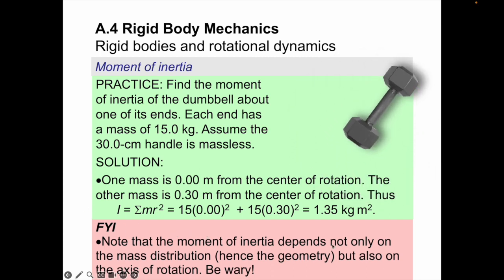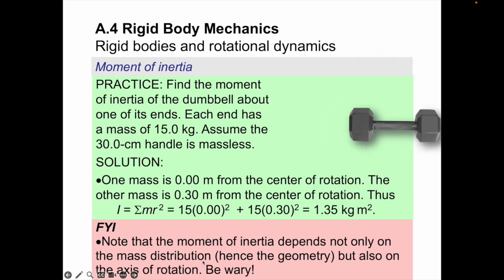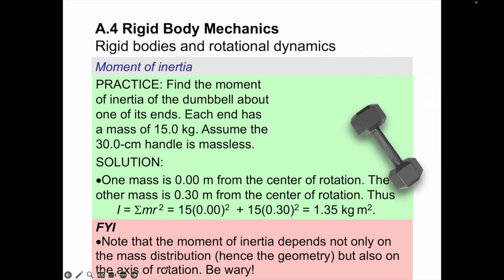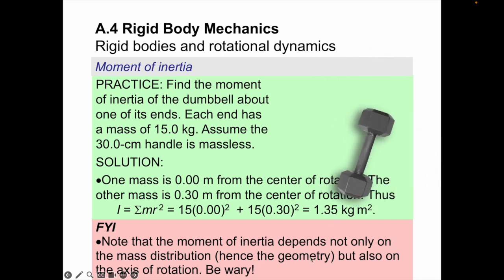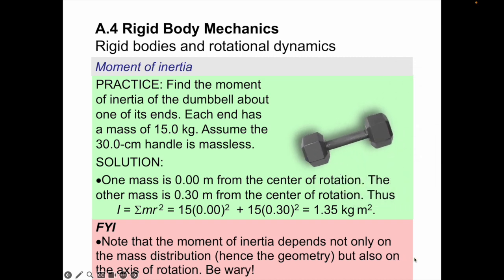So the moment of inertia depends not only on the mass distribution, but also on the axis of rotation. So be careful with that.